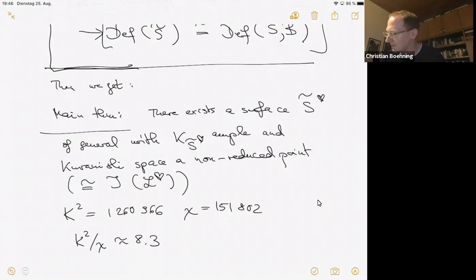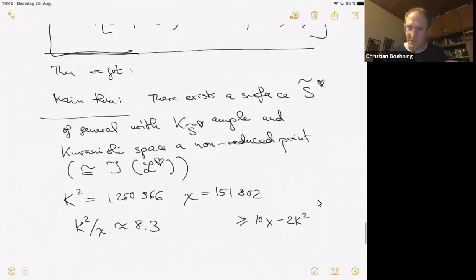hand, this surface at least stands a fair chance to be rigid, because you see the number of moduli is somehow bounded below by 10 chi minus 2 K square, so this should better be negative. So actually this ratio should be bigger than 5, which it is, and it should also be smaller than or equal to 9, not to violate the Bogomolov-Miyaoka-Yau inequality. So at least in that respect, this is consistent.